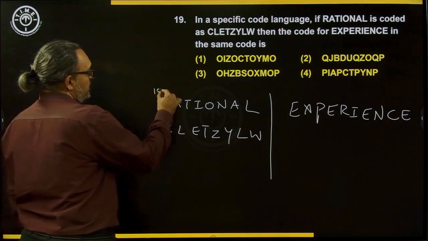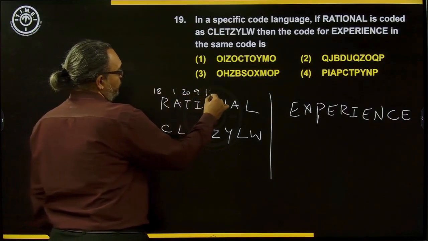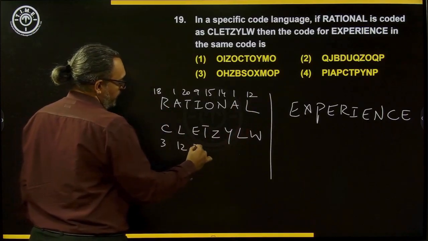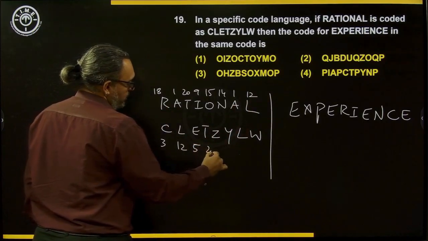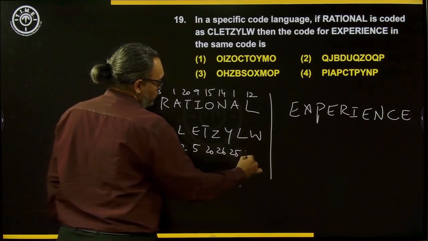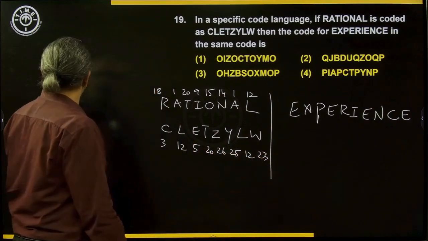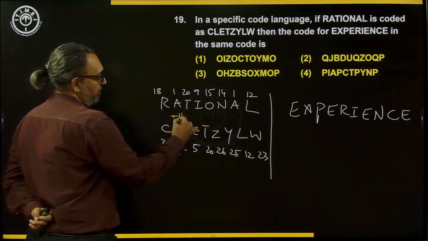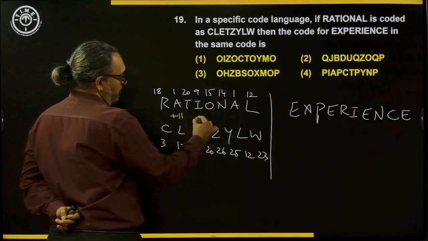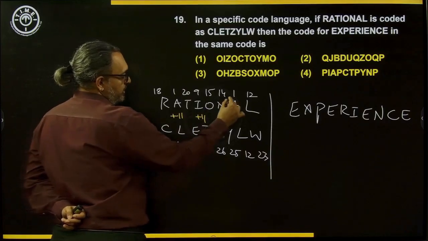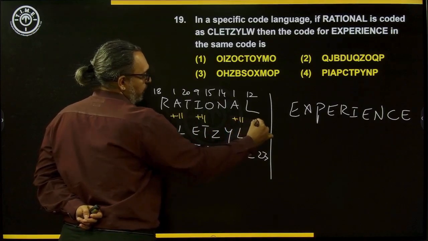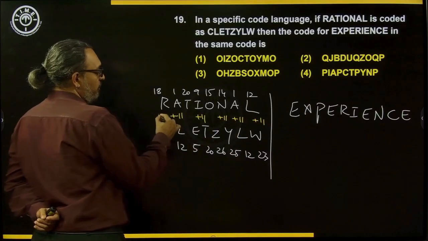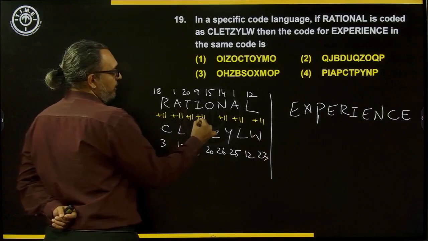Now let's see. So we have 18, 1, 20, 9, 15, 14, 1 and 12. This is 3, 12, 5. This is 20, 26, 25, 12 and 23. Let's start with smaller numbers. Here I am adding 11. For 9, adding 11 gives you 20. For 1, adding 11 is 12. For 12, adding 11 is 23. For 14, adding 11 is 25. So everywhere the logic is you are adding 11 to it.